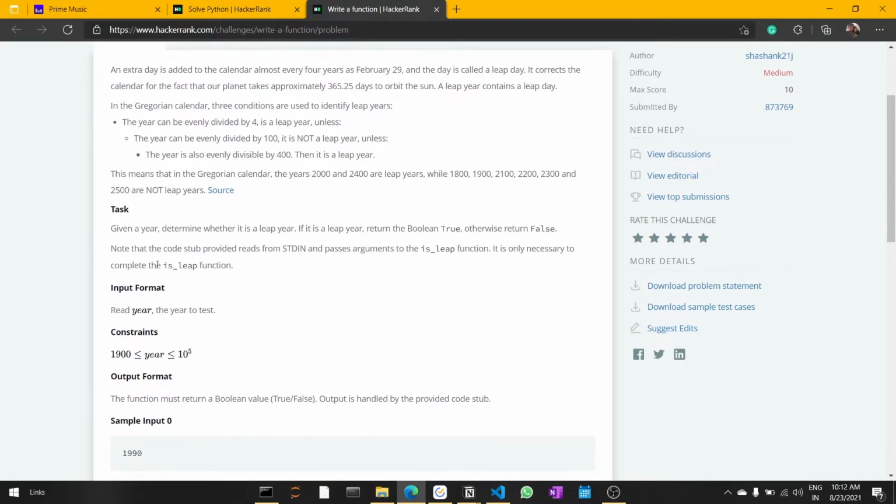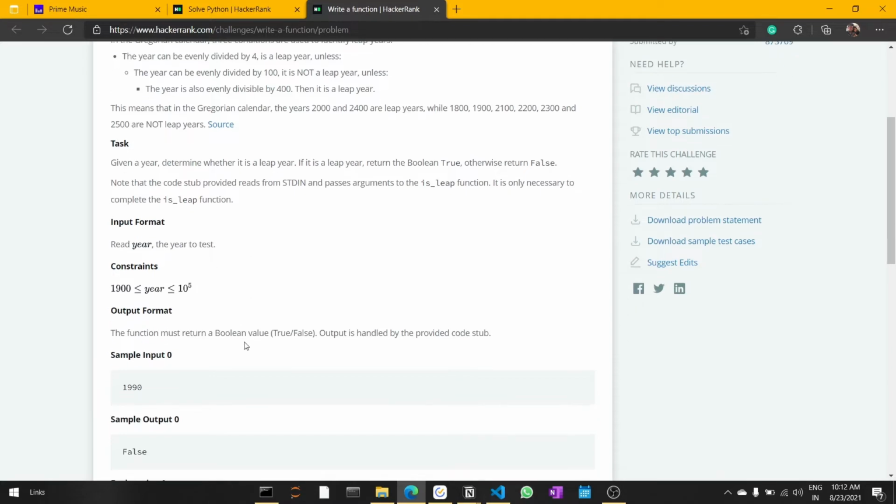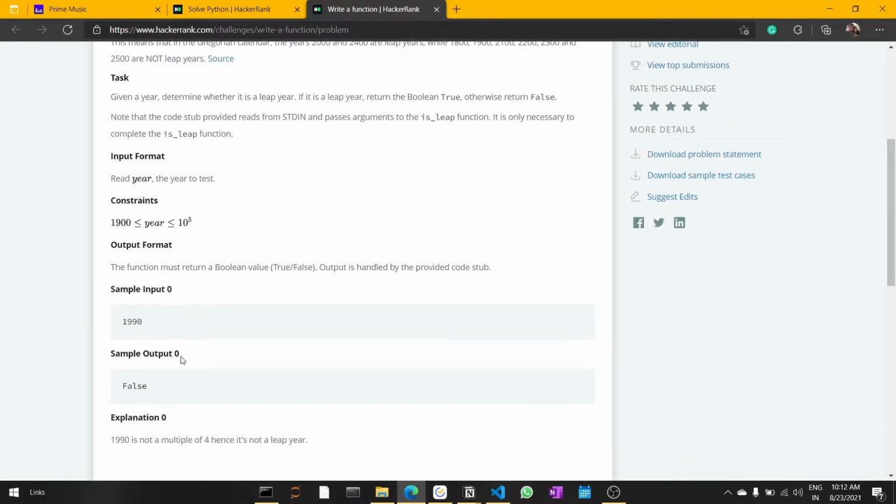So here you can see we are taking year, the constraints are given. The year should be greater than or equal to 1900 and less than or equal to 10 to the power 5. Then output should be in the boolean format, true and false. And this is the sample.